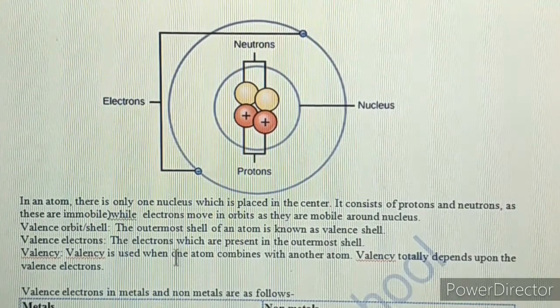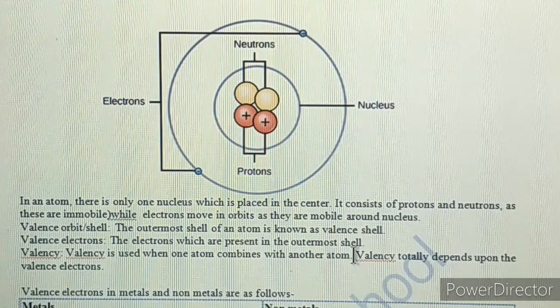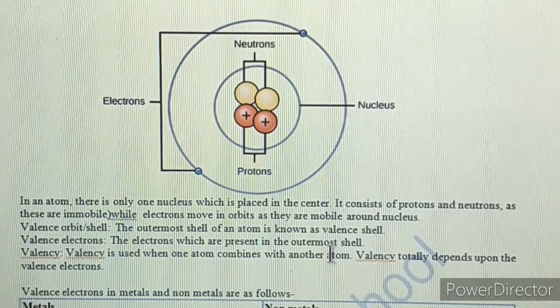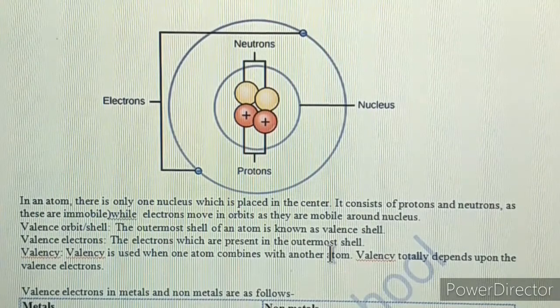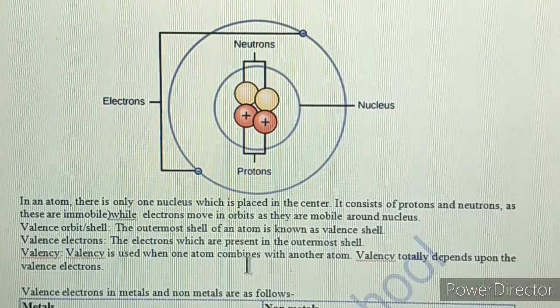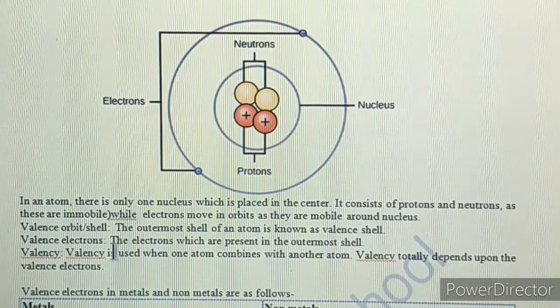Now this valency is used when one atom combines with another atom. See, some atoms live alone, but some atoms try to combine with another one to live. Some of us want to live alone, isolated, but some of us do not want to live alone. They just want the company of others. The same way with atoms also. Some atoms want to live alone, but some atoms combine and live in groups. So they want to combine with other atoms. At that time, children, this valency is used.